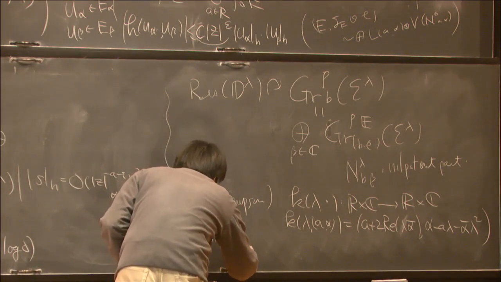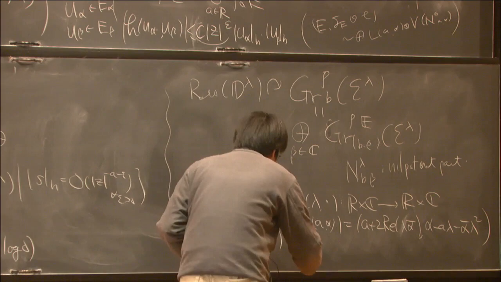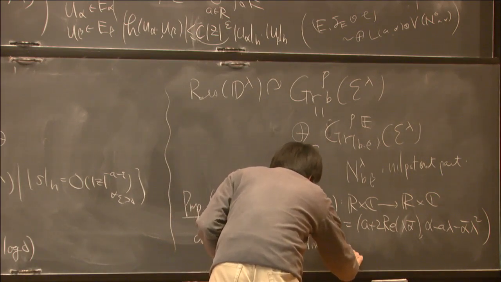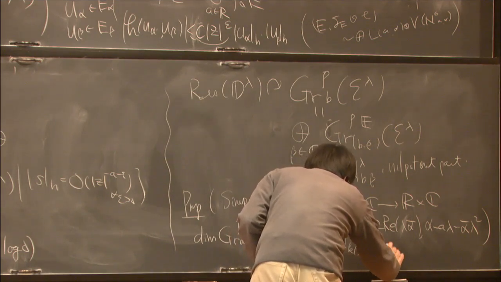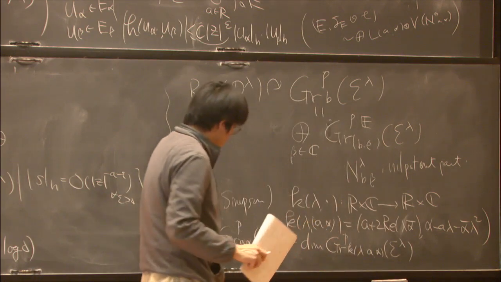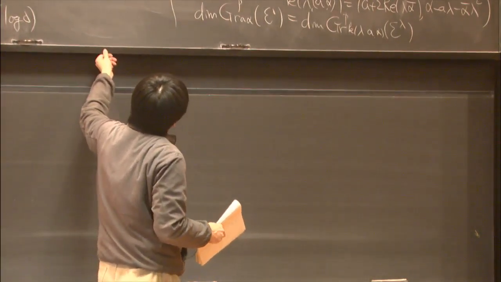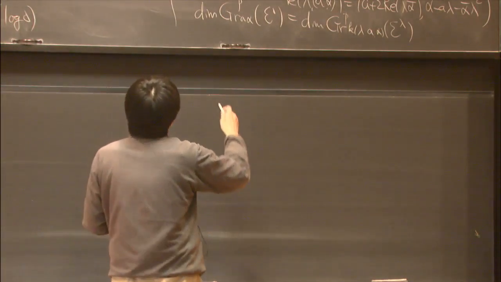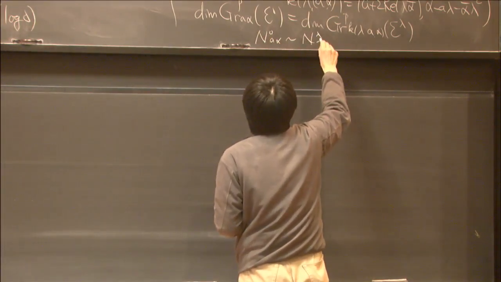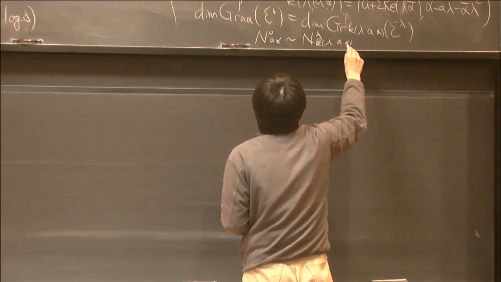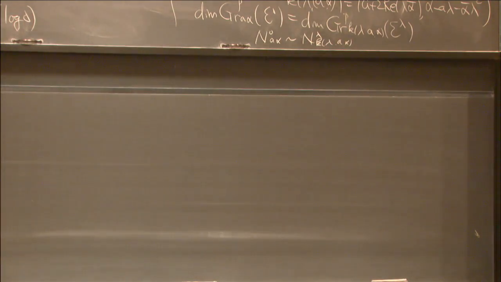the dimension of group P A alpha E0 is equal to the dimension of group P K lambda A alpha E lambda. And moreover, N0 A alpha and N lambda K lambda A alpha are conjugate. So nilpotent parts are essentially the same.